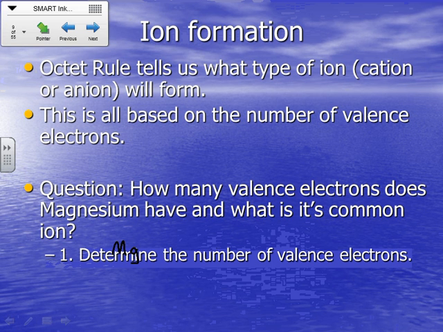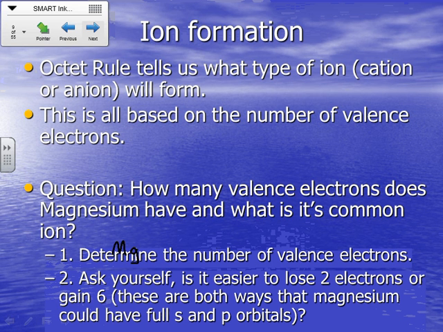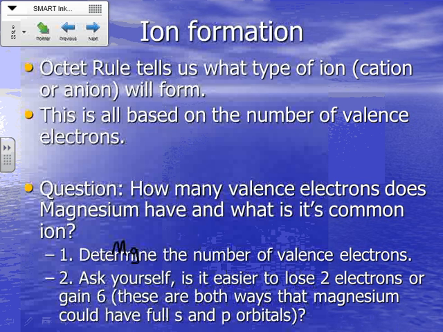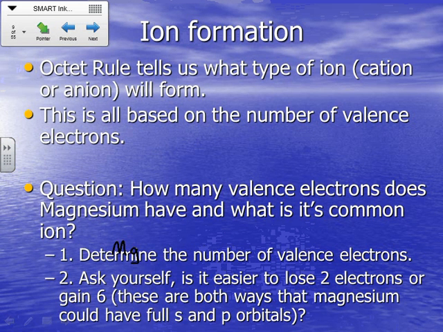Okay. So we determine the number of valence electrons is 2. We asked ourselves, is it easier to lose 2 or gain 6? It's going to be easier to lose 2, right? So then I put one more thing on here, I think. So magnesium would form a... Did I mess up there? Yeah, I did. I didn't mean to have the form a part in there, so cross that out. Okay, so magnesium would lose 2 electrons is what we decided. So lose 2 is what goes in the blank there.